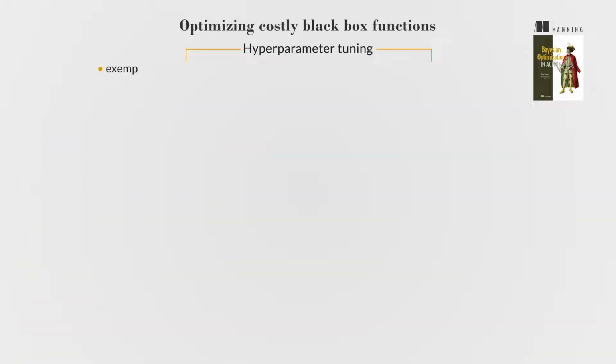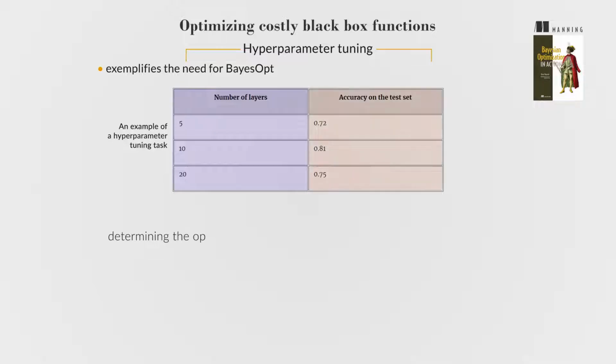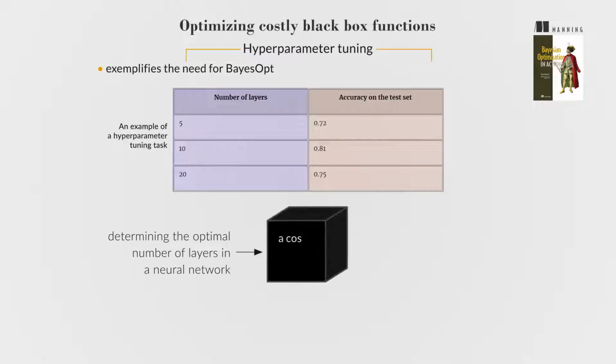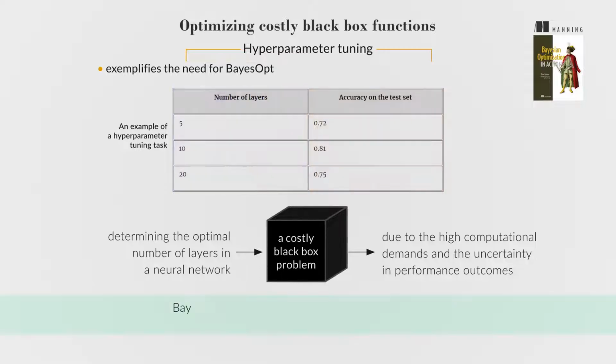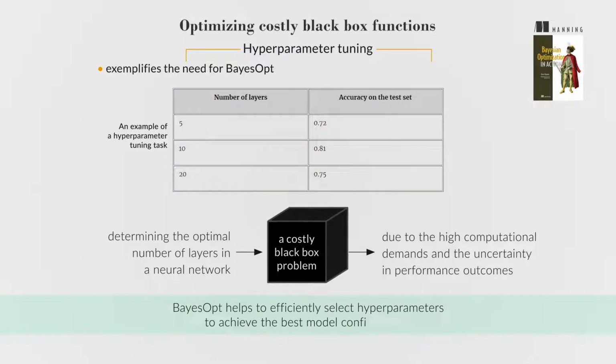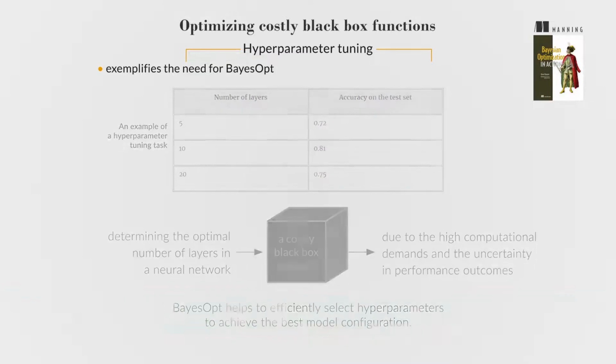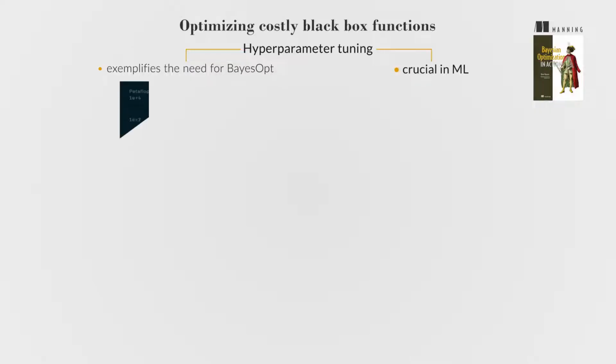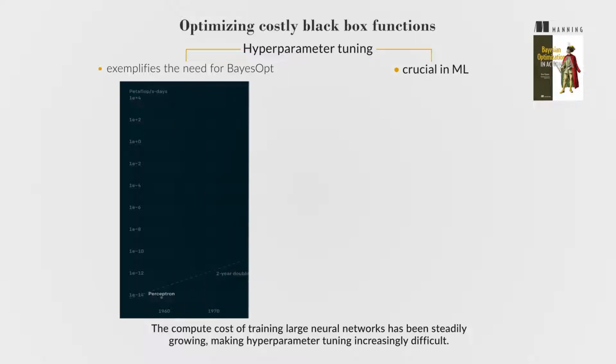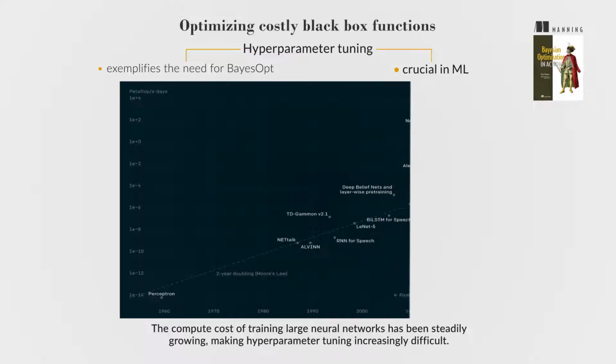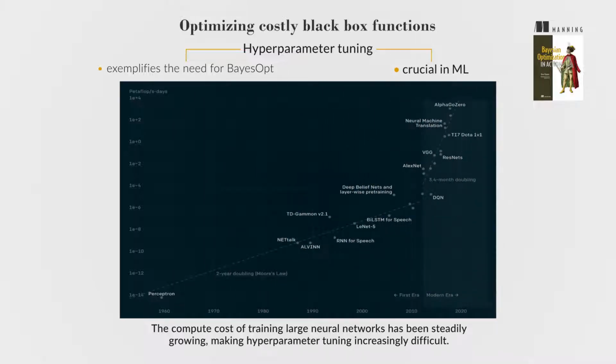Hyperparameter tuning exemplifies the need for Bayesian optimization. For instance, determining the optimal number of layers in a neural network is a costly black box problem due to the high computational demands and the uncertainty in performance outcomes. Bayesian optimization helps to efficiently select hyperparameters to achieve the best model configuration. Hyperparameter tuning is crucial in ML as it significantly affects model performance. The challenge is to find the best settings within resource constraints, such as time and computational power.